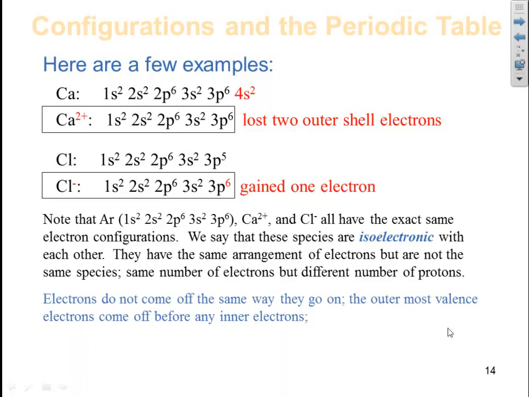Electrons do not come off the same way they go on. The outermost valence electrons come off before any inner electrons. So the higher energy levels come off before any inner electrons will come off.